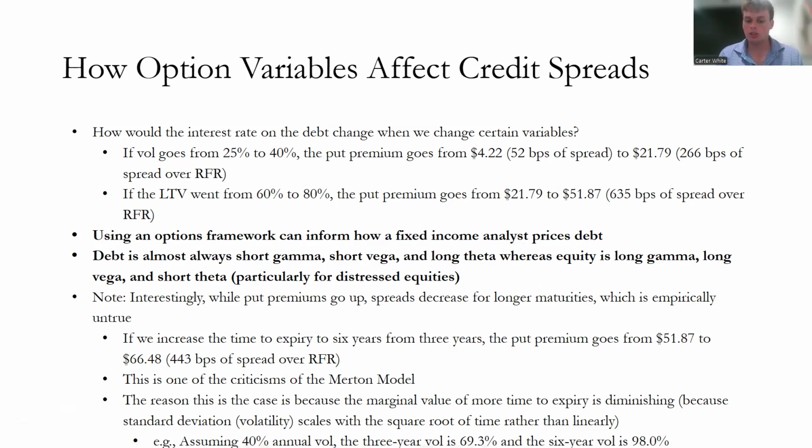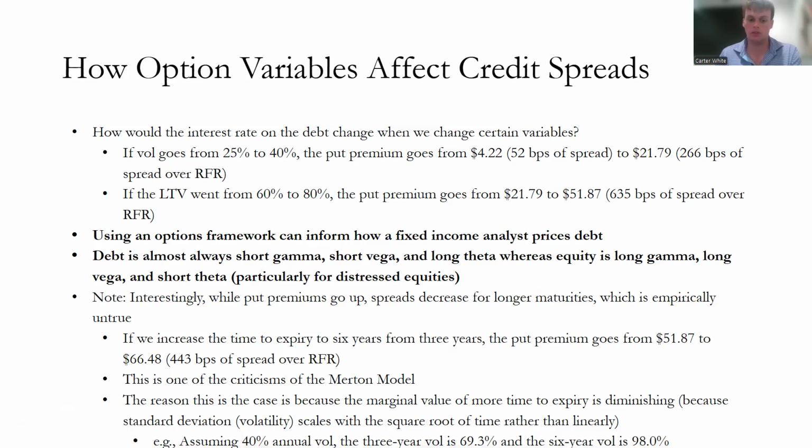But the reason for this is just because of the math behind options. Volatility scales with the square root of time rather than linearly. So you can see that assuming a 40% annual vol, the 3 year vol would be 69%, and then the 6 year vol would be 98%. So from 3 years to 6 years, it's not even close to doubling. And that's how options are being priced using this volatility.